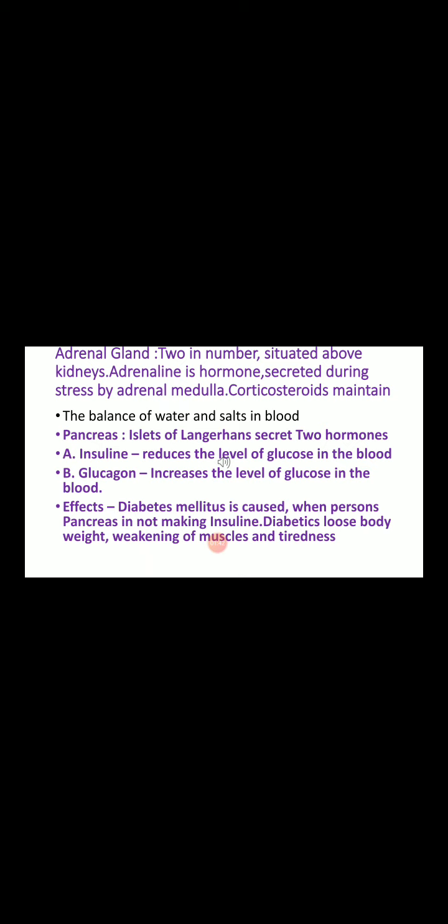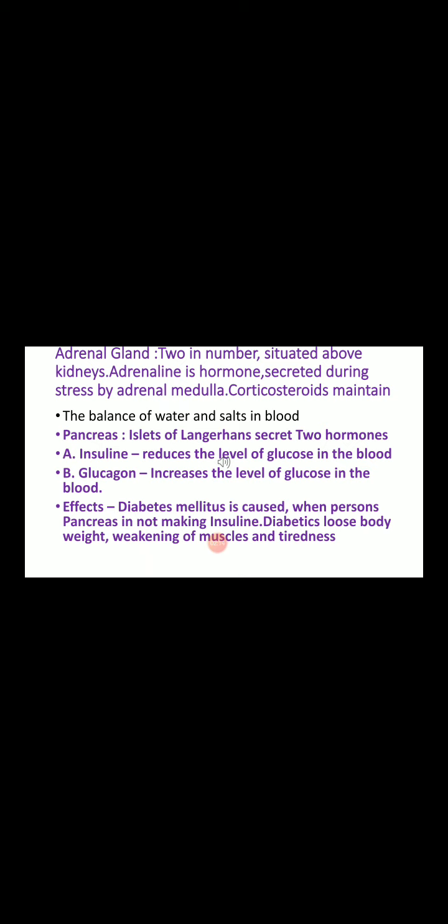Now let's move to the pancreas. In the pancreas, there is a special region called islets of Langerhans that secrete two hormones, insulin and glucagon. Pancreas also works as a digestive organ, but its one part acts as an endocrine gland. Dear students, insulin reduces the level of glucose in the blood, and glucagon increases the level of glucose in the blood.